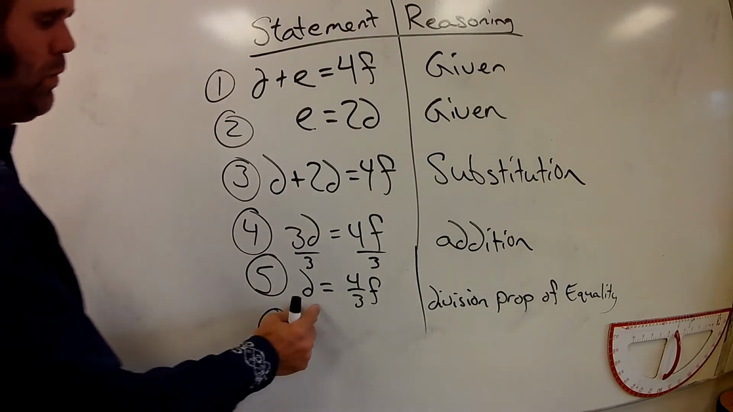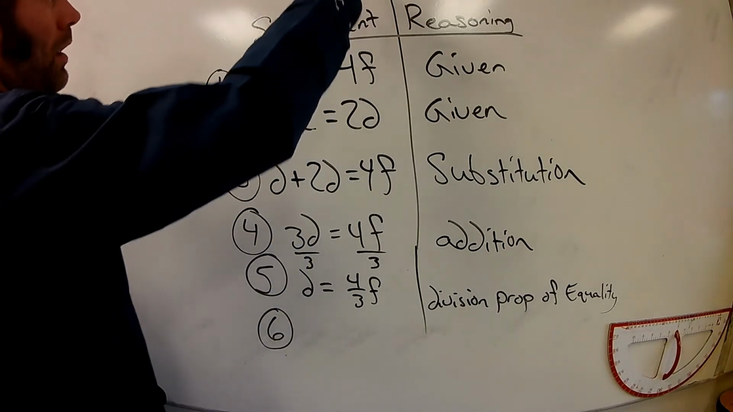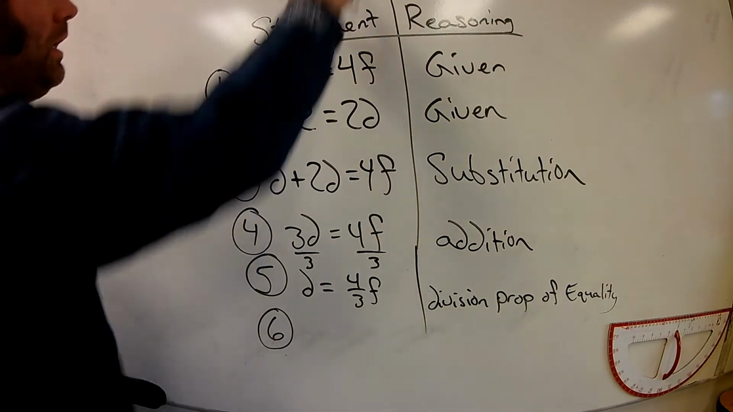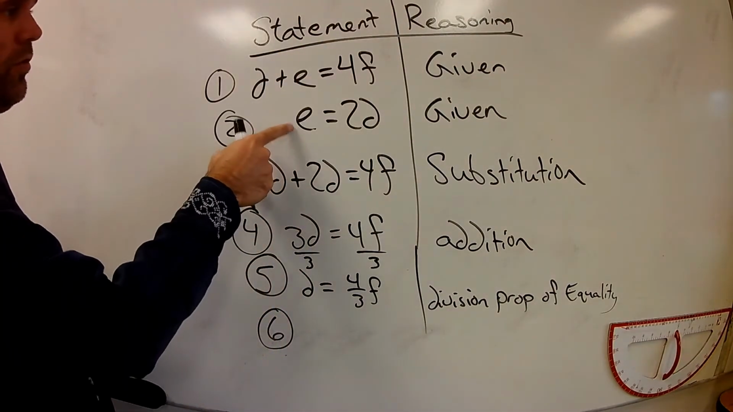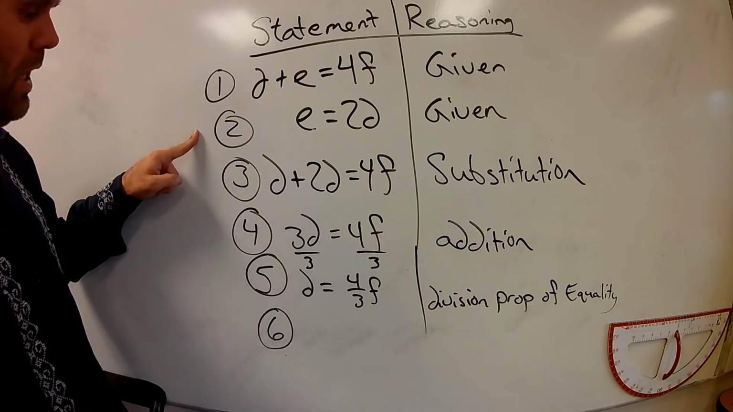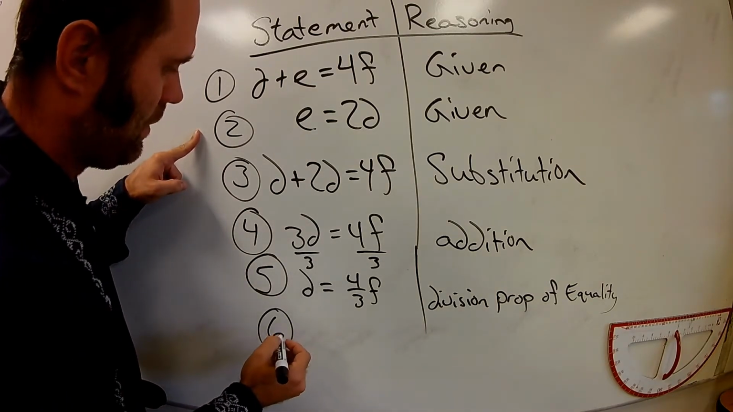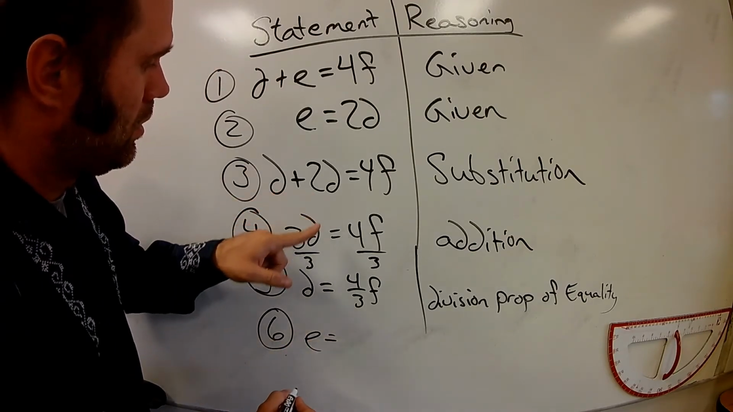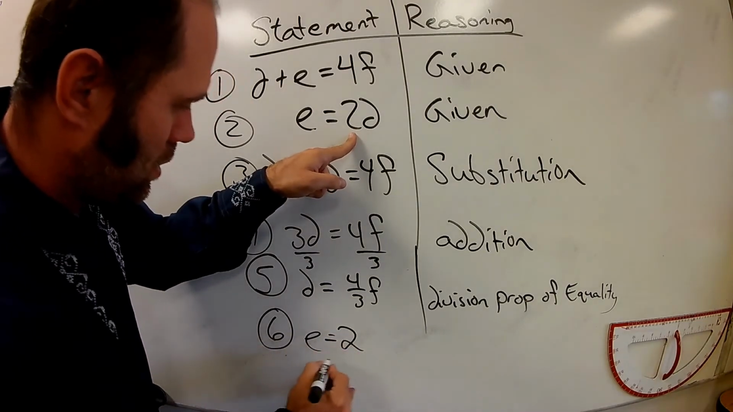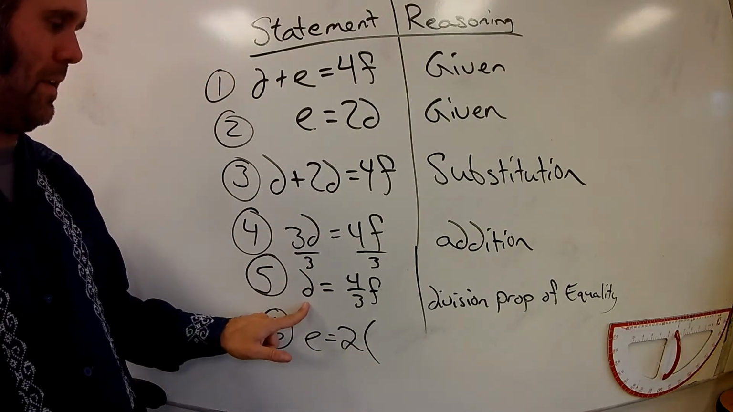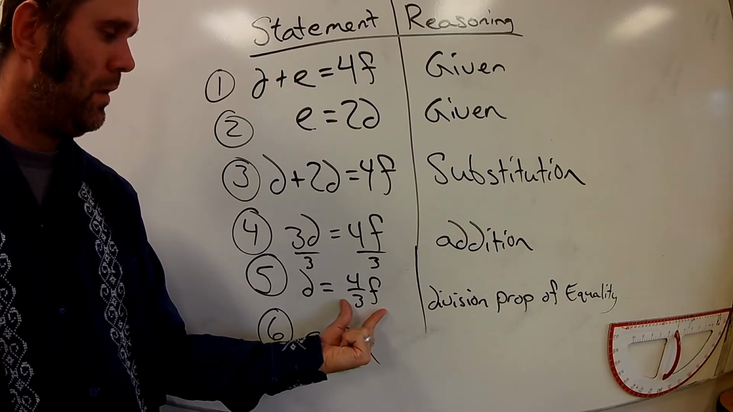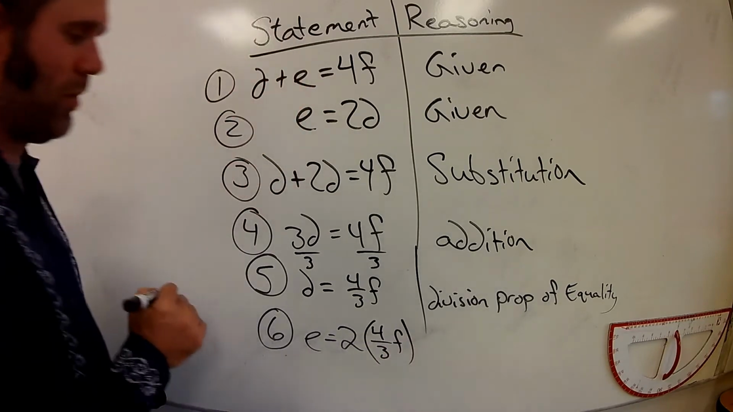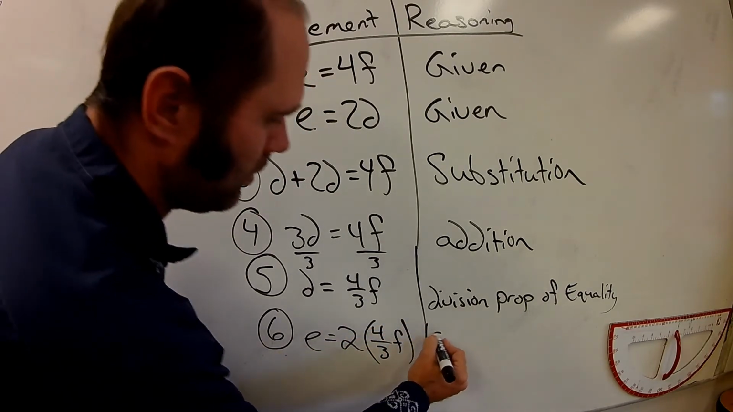I am going to rewrite this equation, E equals 2D. So I'm going to take equation 2 and rewrite it. So I'm going to have E equals 2D. But I'm not going to write D. I'm going to write what D equals. That's called substitution.